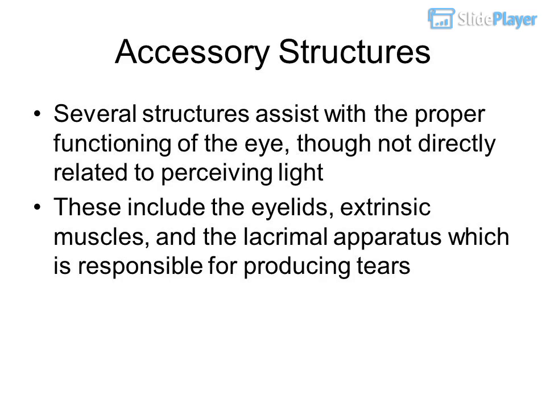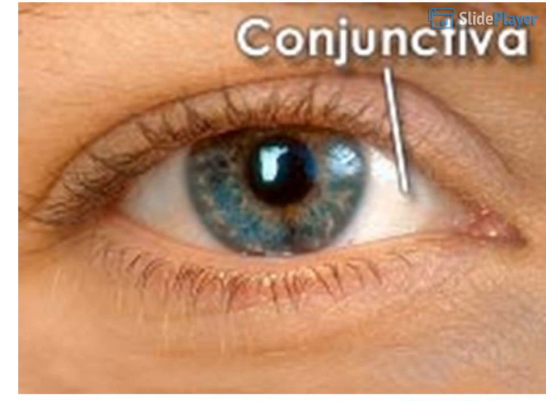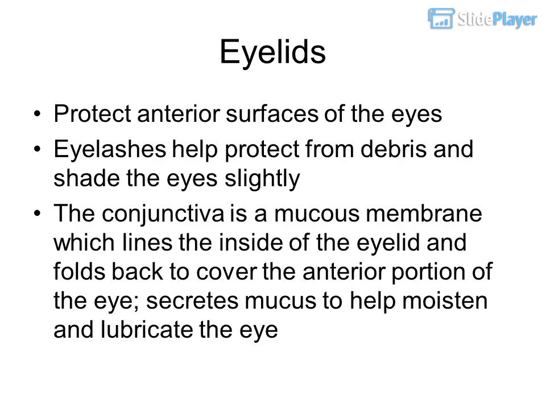Accessory structures. Several structures assist with the proper functioning of the eye, though not directly related to perceiving light. These include the eyelids, extrinsic muscles, and the lacrimal apparatus, which is responsible for producing tears. Eyelids protect the anterior surfaces of the eyes. Eyelashes help protect from debris and shade the eyes slightly.